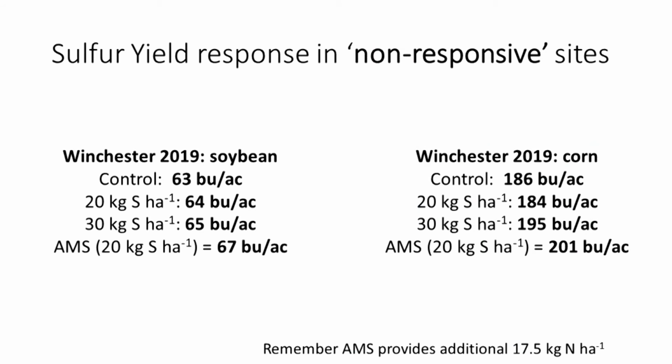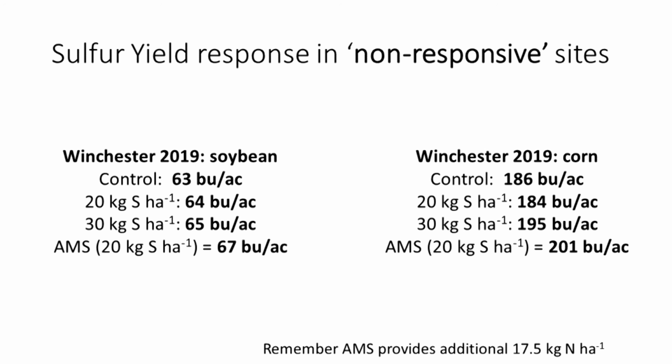Winchester is one of the research stations I work at. This site, 2019 corn and soybeans, had no significant yield response based on statistics, and this was reported in Alex's thesis. But look at the numbers. Control, 2019 soybeans, 63 bushels. You're adding sulfur, you're getting a very small yield response. But when you go to AMS, which is 20 kilograms sulfur per hectare and an additional 17.5 kilos nitrogen, it's a 4 bushel yield response. Very subtle, but it's real.